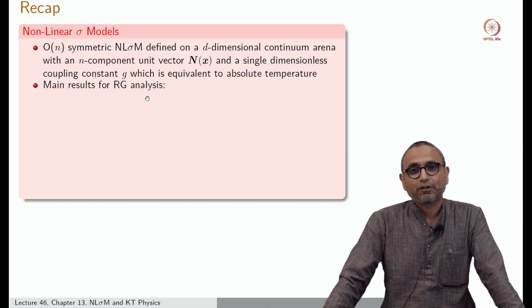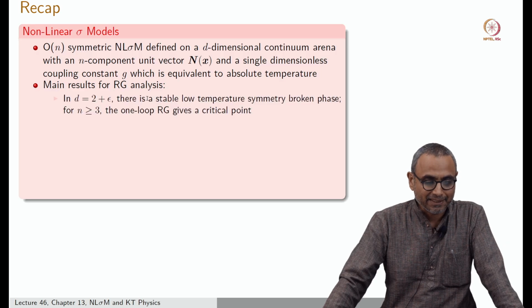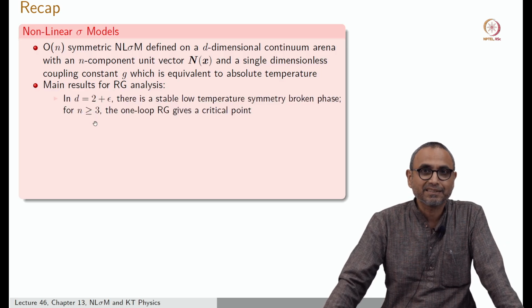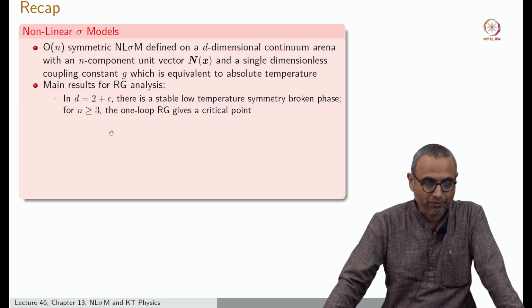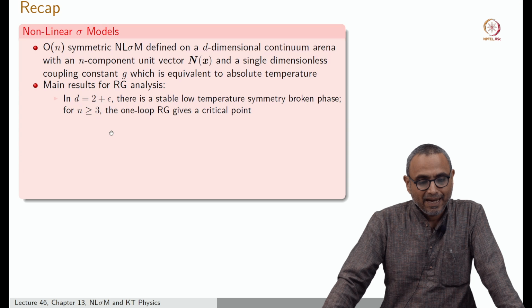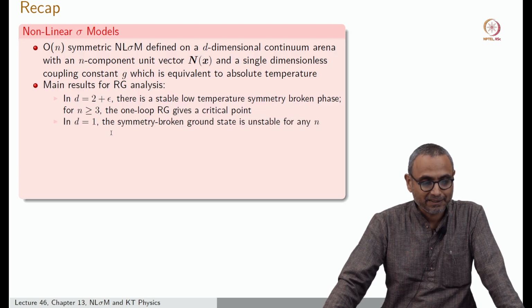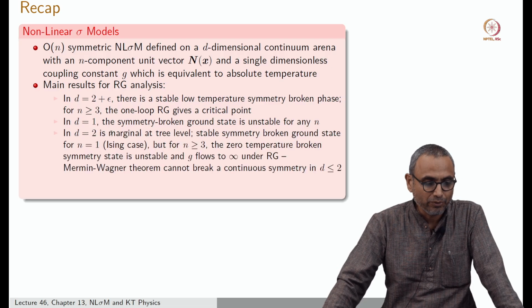So the main result of the renormalization group analysis that we did in the last lecture is that in spatial dimensions 2 plus epsilon, there is a stable low temperature broken symmetry phase when n is greater than or equal to 3. So something like the Heisenberg model will fit that well. And the one loop renormalization group actually provides you a critical point. You can even characterize the critical properties with this. In one dimension, the symmetry broken ground state is unstable for any n. This is something we already knew.